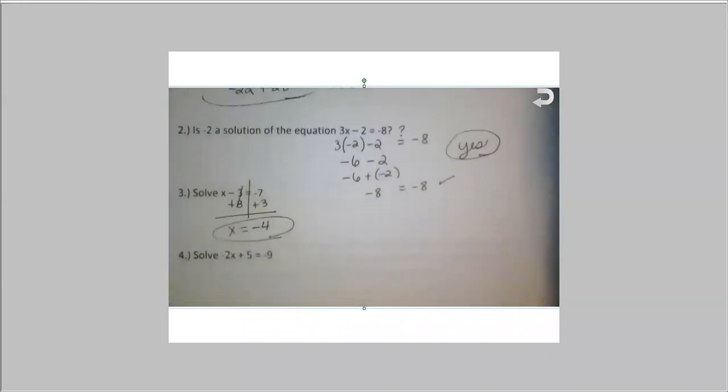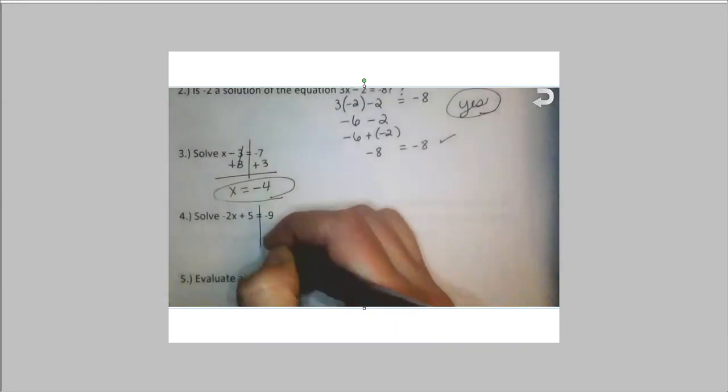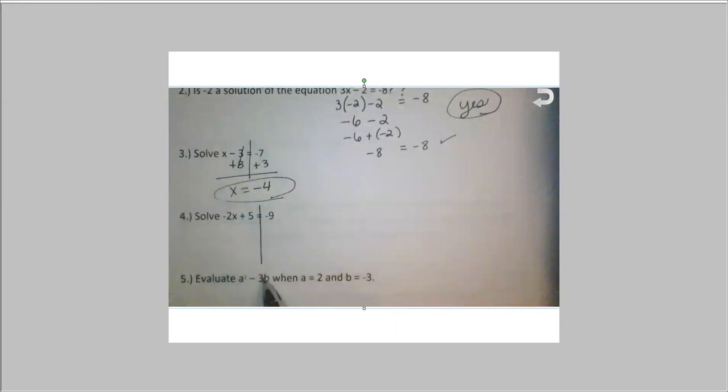Okay, number 4 is another solve. I want to know, what does x equal? I like to draw a line through the equal sign so that you see there's a left-hand side and a right-hand side to this problem. Whatever you do to the left, you have to do to the right. My ultimate goal is to find out, what does x equal?